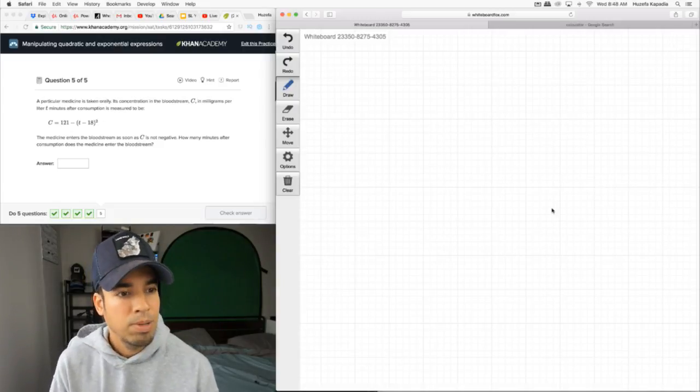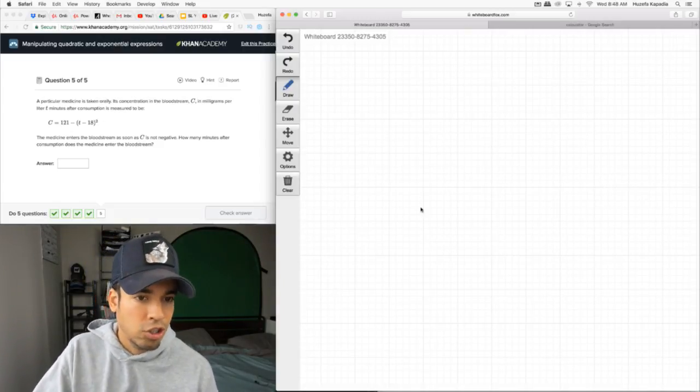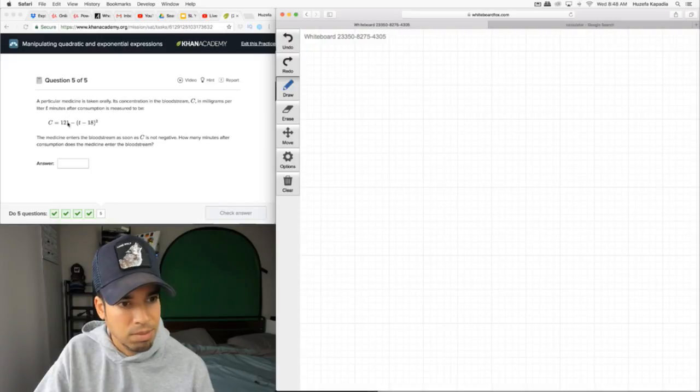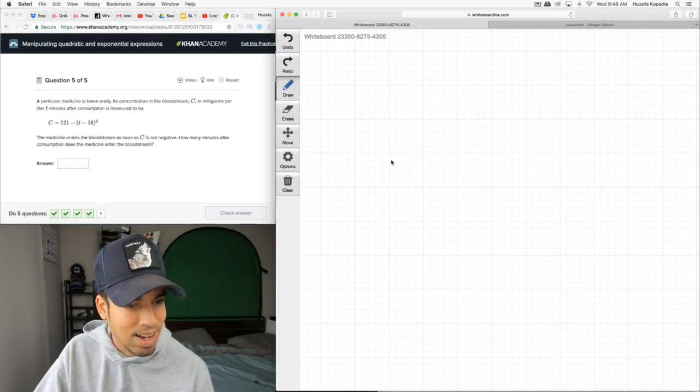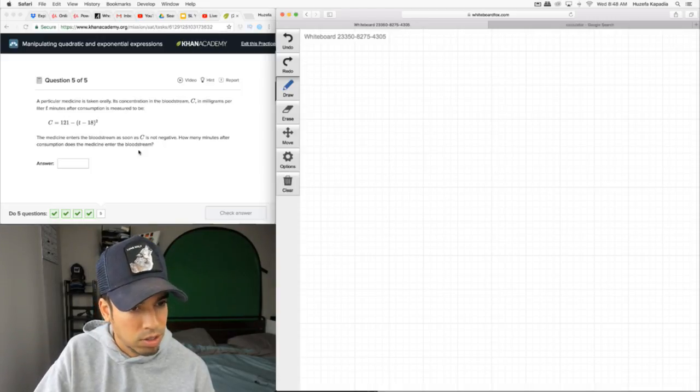Last one. A particular medicine is taken orally. Its concentration in the bloodstream, C in milligrams per liter, t minutes after consumption is measured to be this. The medicine enters the bloodstream as soon as C is not negative. How many minutes after consumption does the medicine enter the bloodstream?